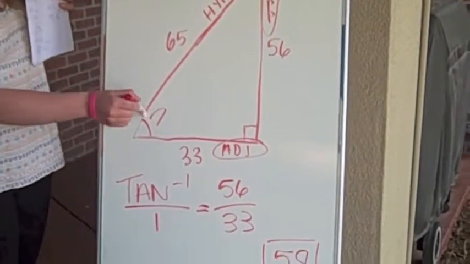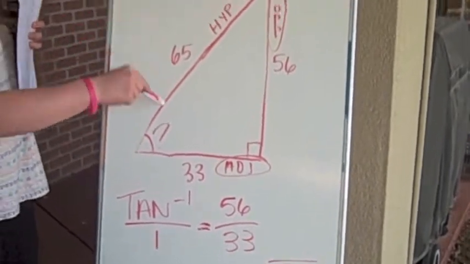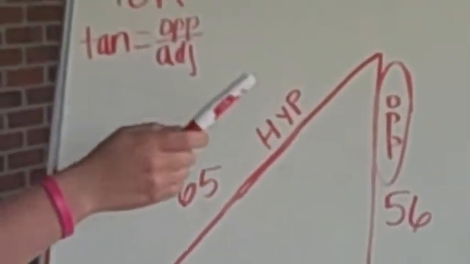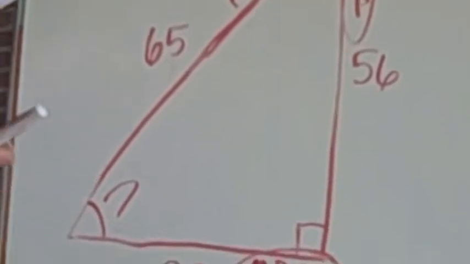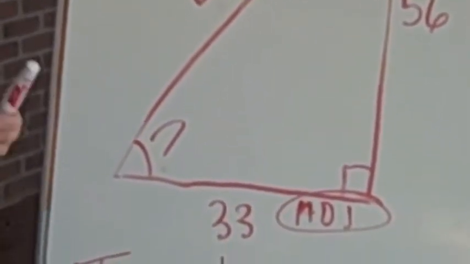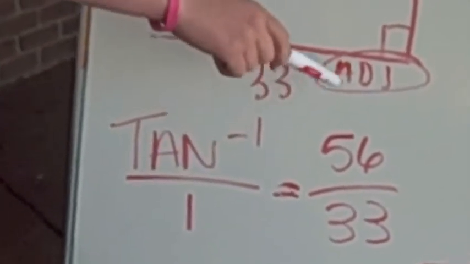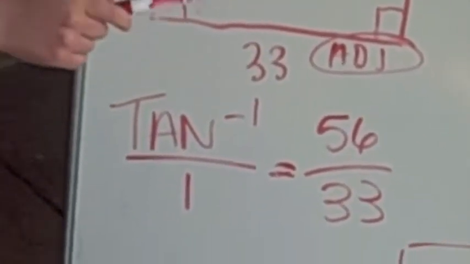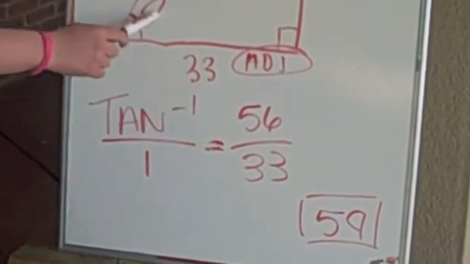To find an angle, you use inverse trig. So for this triangle, we're going to use tangent, which is opposite over adjacent. So in your calculator, you plug in second tan, and then parentheses 56 divided by 33, and you get your answer, which is 59, which is the angle.